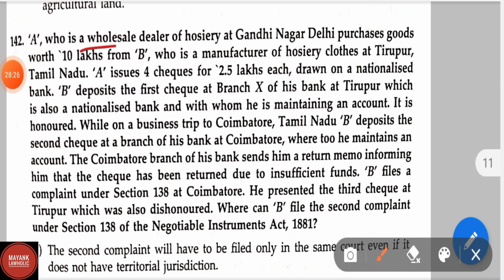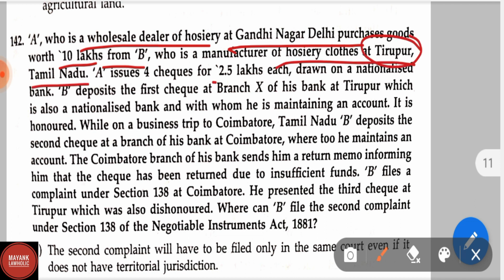A, who is a wholesale dealer of hosiery at Gandhinagar, Delhi, purchases goods worth 10 lakhs from B, who is a manufacturer of hosiery clothes at Tirupur, Tamil Nadu. A issues 4 cheques of 2.5 lakhs each, drawn on a nationalized bank. B deposits the first cheque at the branch of X, his bank at Tirupur, which is also a nationalized bank and with whom he maintains his account.